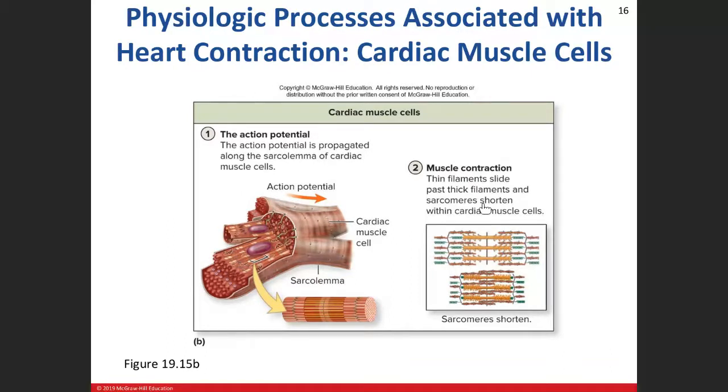All right, and then we'll get our cross bridge formation and our muscle contraction. Okay, we learned all this in chapter 10. Okay, so let's start off at the beginning.